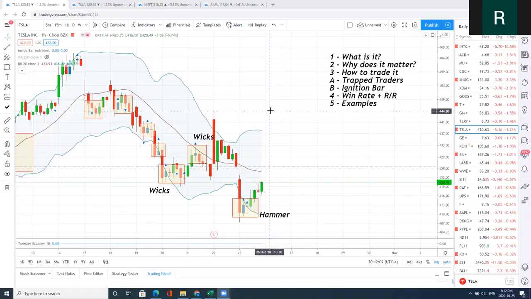Today, I'm going to be looking at a trading strategy around inside bars. We're going to be talking about what they are and how to use them. So if you're ready, let's step into the war zone. All right, so what is an inside bar?